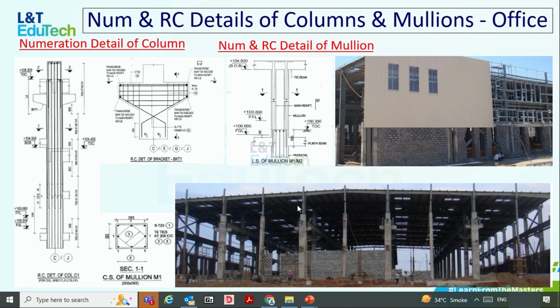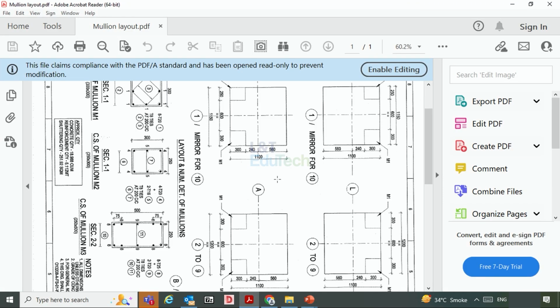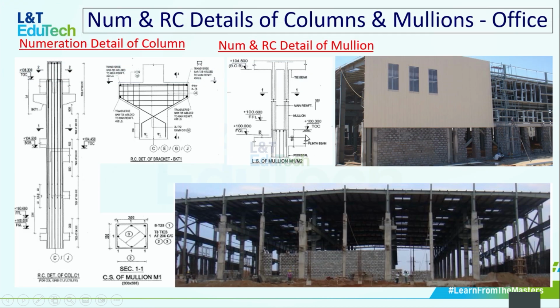You can see the relevant pictures I have captured from my site. This is the column with two RC brackets, and we have the filler wall of block wall. And this is the mullion drawing, because this block wall cannot rest on its own. We need the mullion to support the block wall, because block wall cannot support a height above 3 meters or a span of some 6 meters. So these are the mullions you can see in this slide.